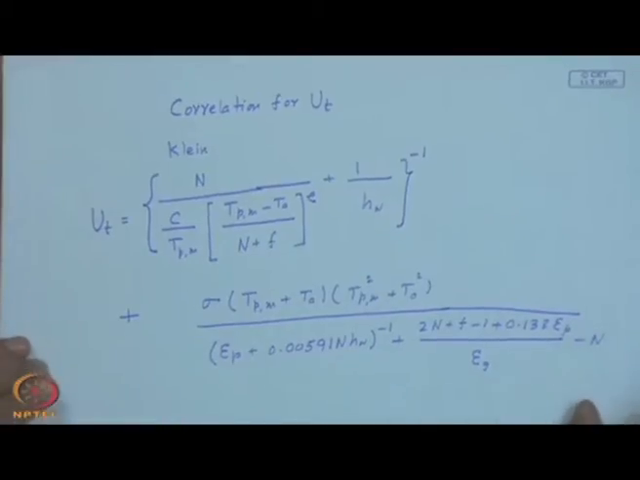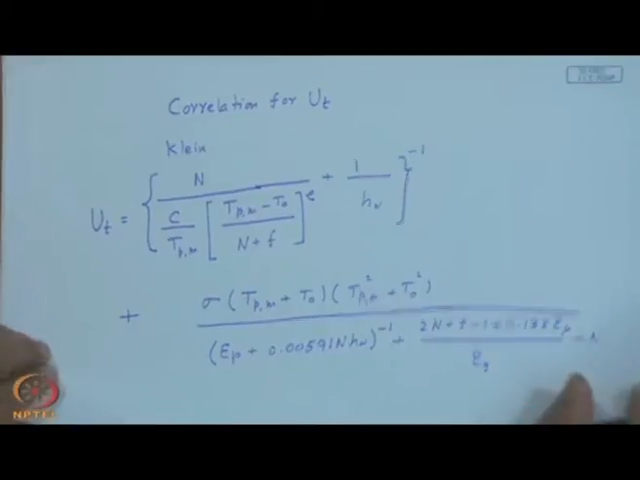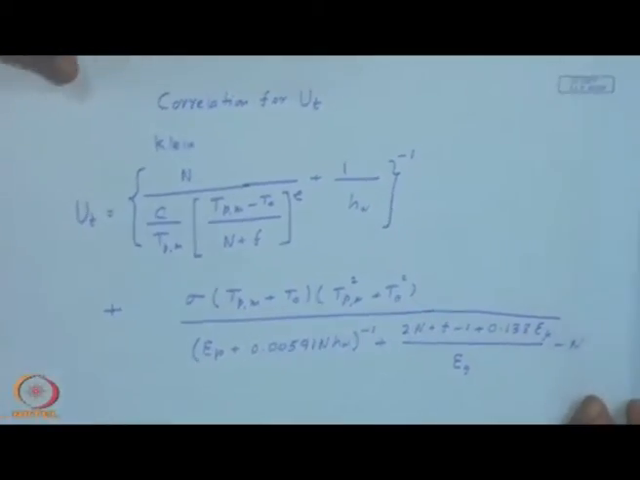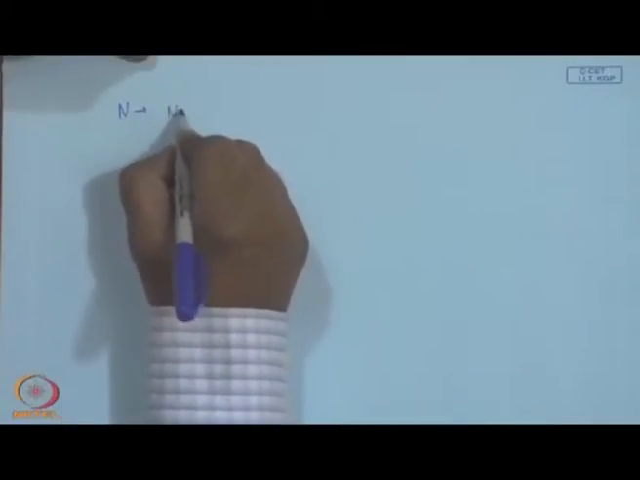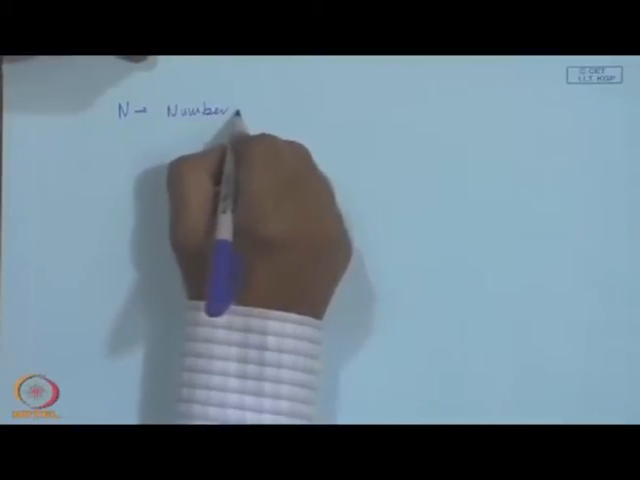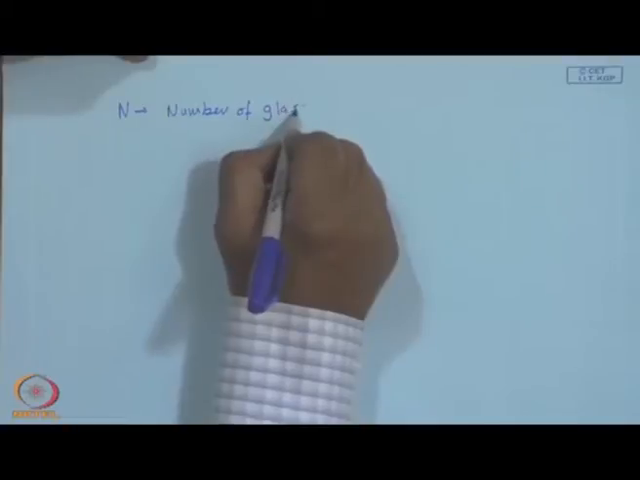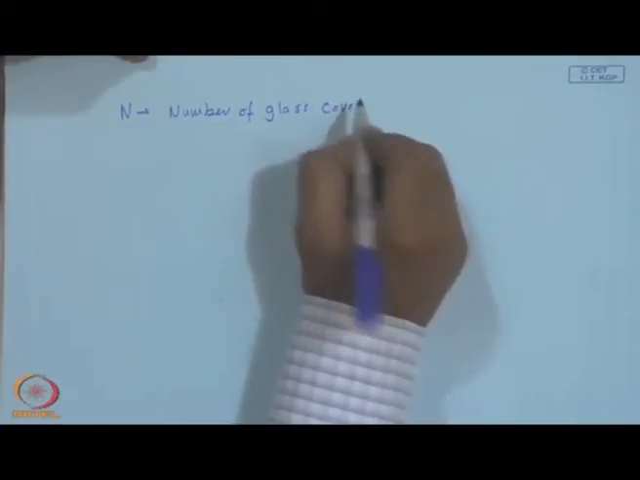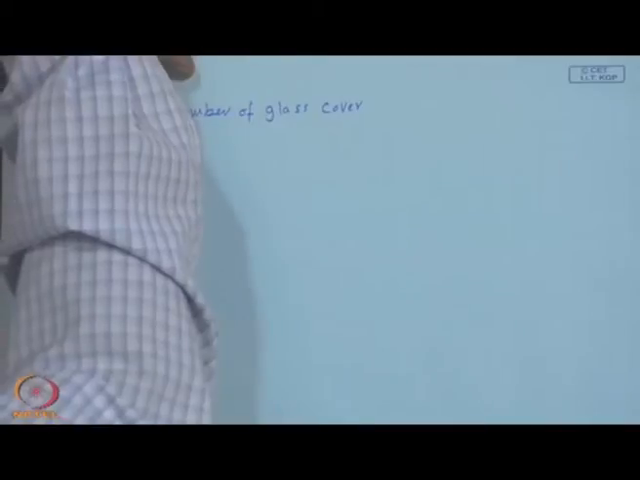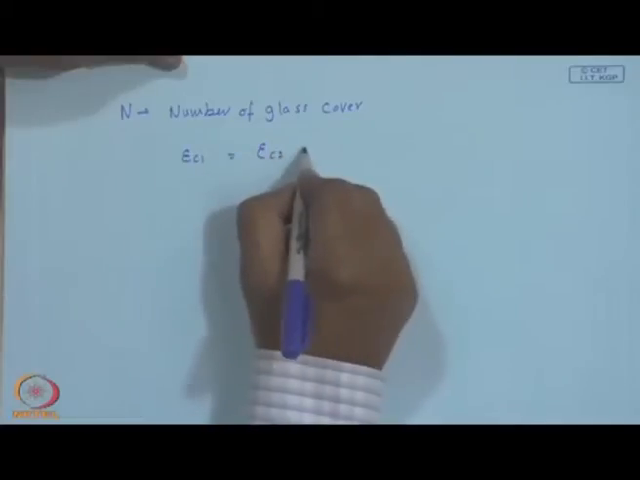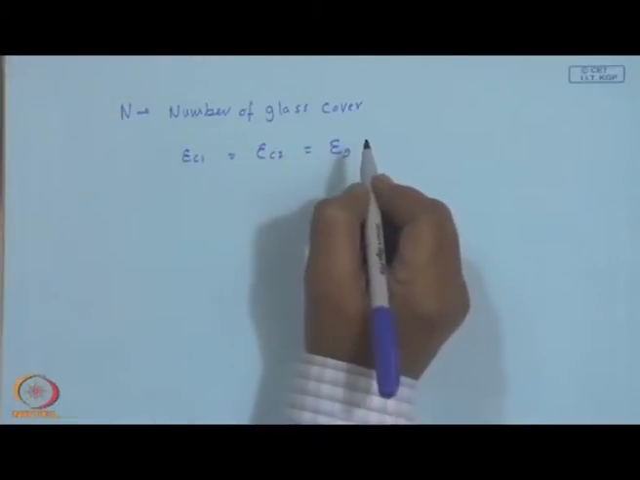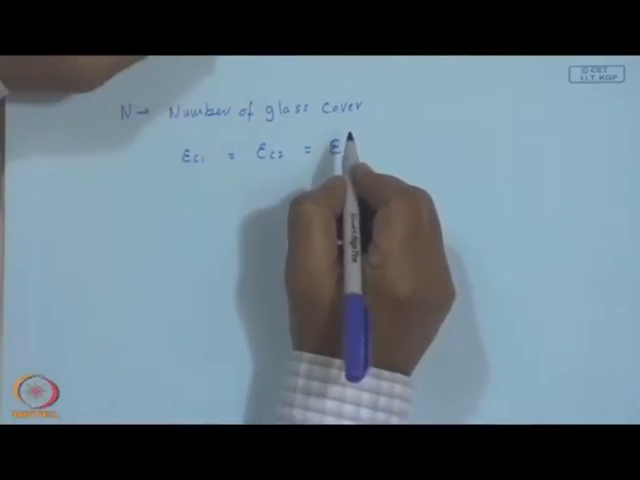Okay. So, this looks like a really difficult relation. I am not sure whether the iterative procedure takes less time, or this relation, and it is not all, where of course n is the number of glass covers. So, you can calculate for one glass cover or two glass covers, but the assumption is epsilon C1 equal to epsilon C2 equal to epsilon g. The relation you will find is written in terms of epsilon g.